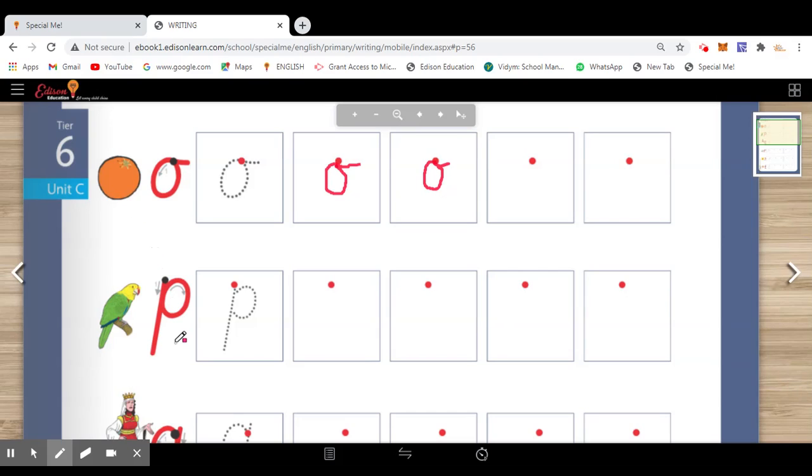Orange. Now look at the next letter. Which letter is this? This is letter P. And P is a phonic sound of letter P. Now look at the picture. Which bird is this? This is a parrot. Parrot. So now again, first of all, you have to trace letter P and then you have to make it by your own self.